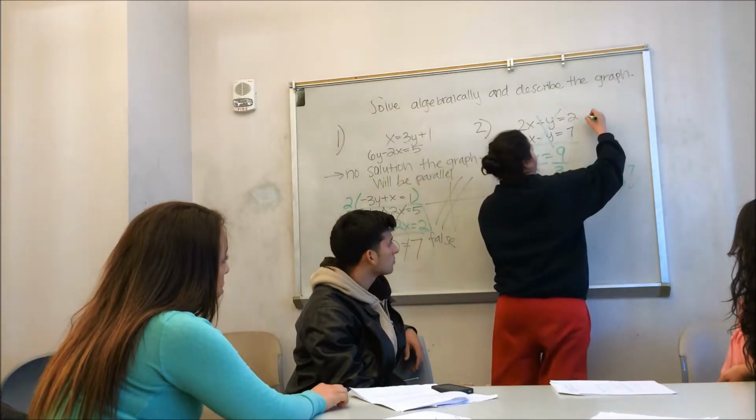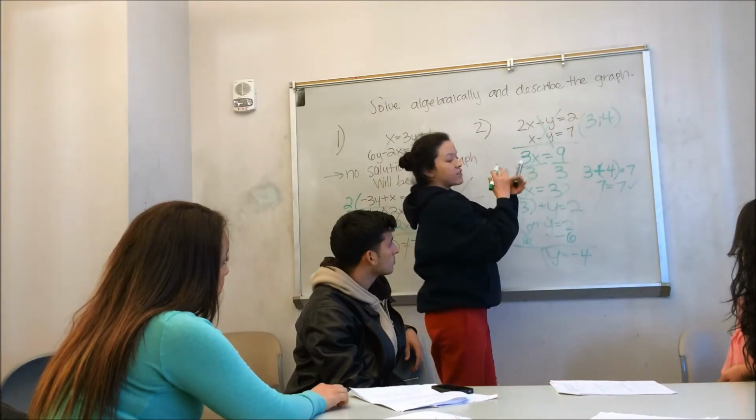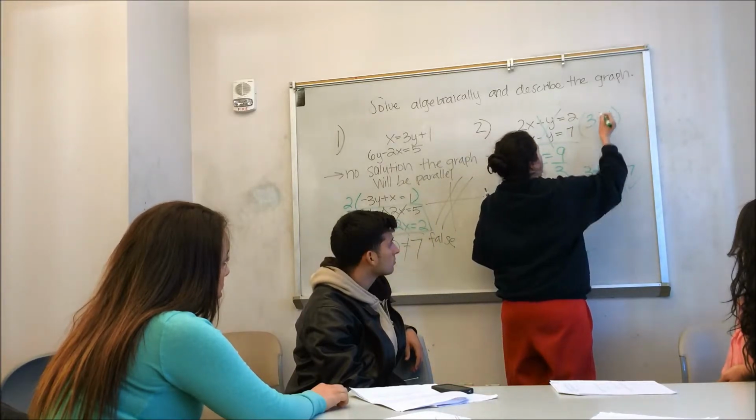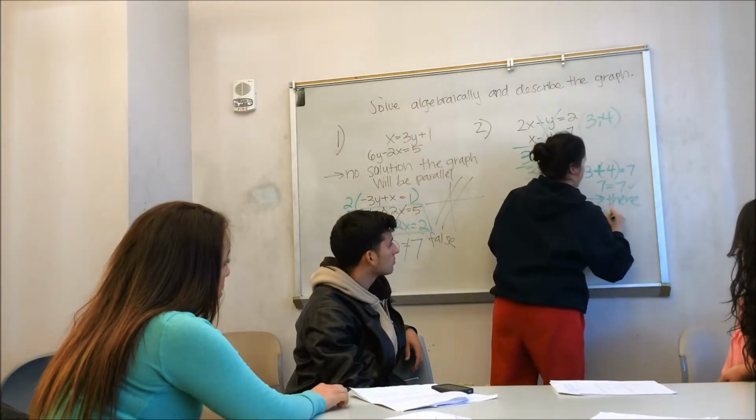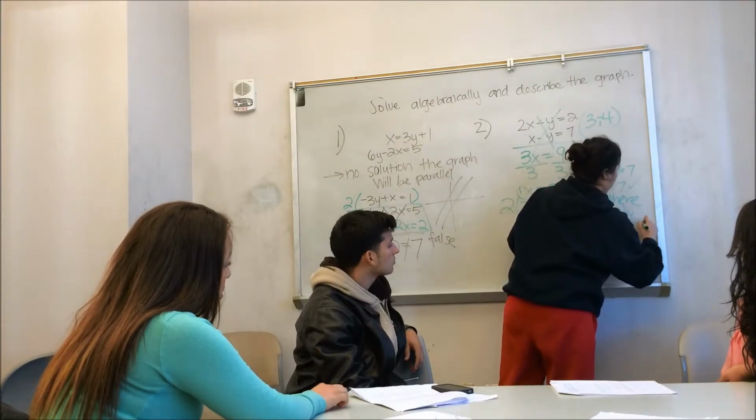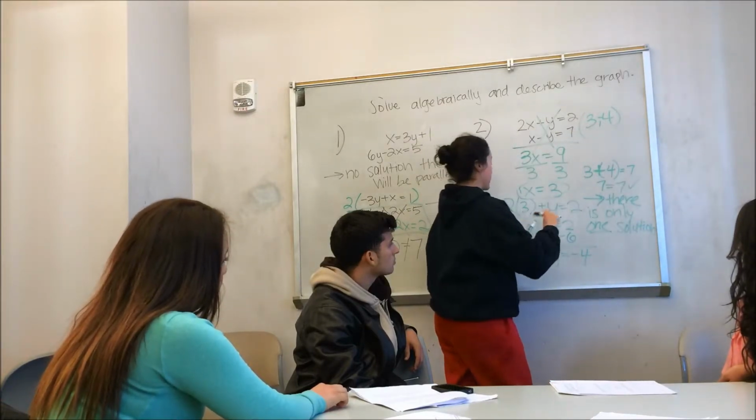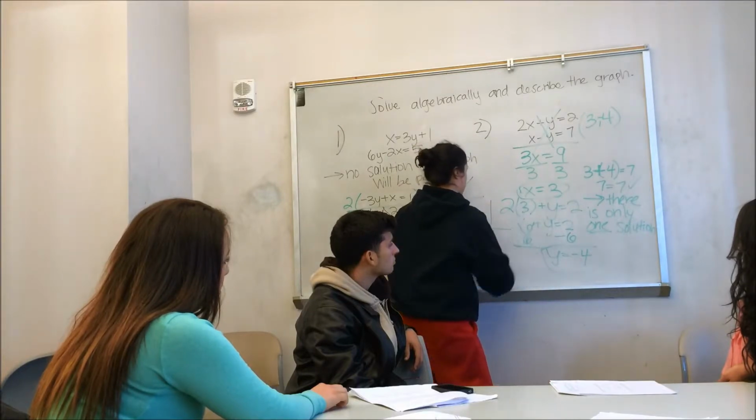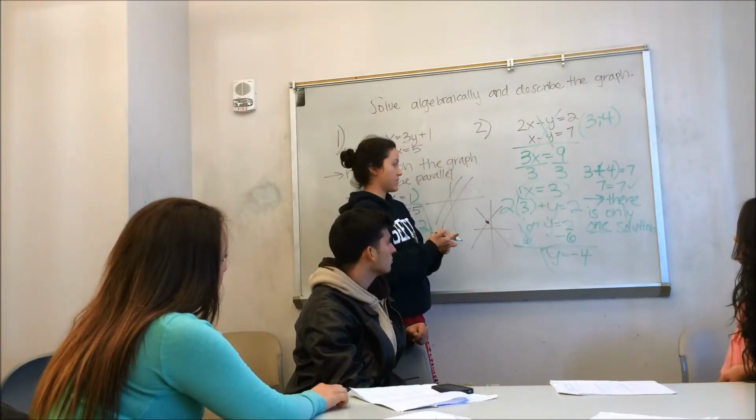Because our point is 3, negative 4, I'm sorry. We have a definite point, it's 1 point, meaning that there is only one solution, which means that your graph will meet at 1 point. It will look like this. Do you guys understand? Okay, and that is all.